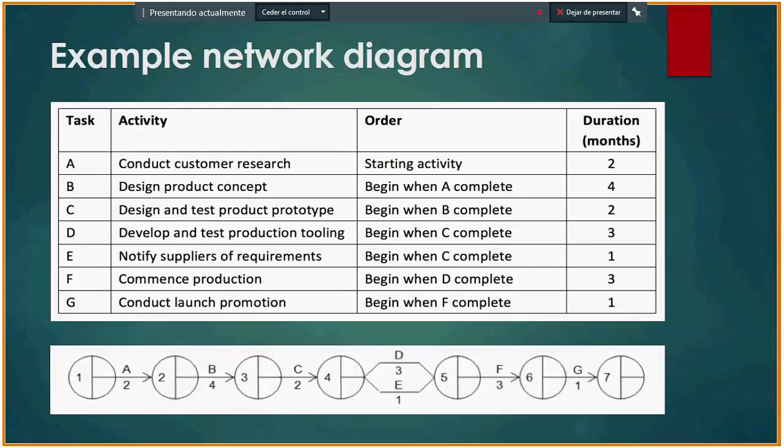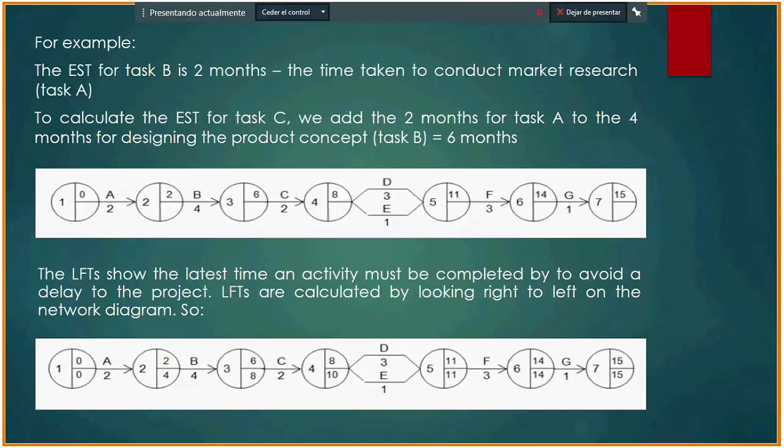Okay. For example, the IST, or early start time, for task B is 2 months, the time taken to conduct market research, task A. To calculate the IST for task C, we add the 2 months for task A to the 4 months for designing the product concept of task B, which is equal to 6 months.